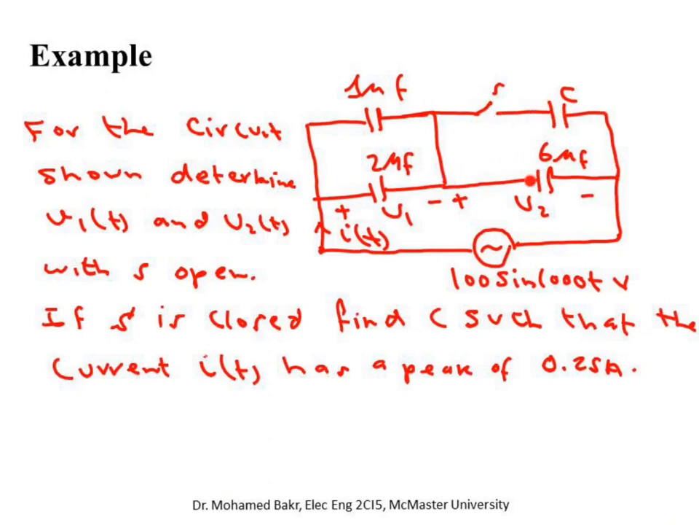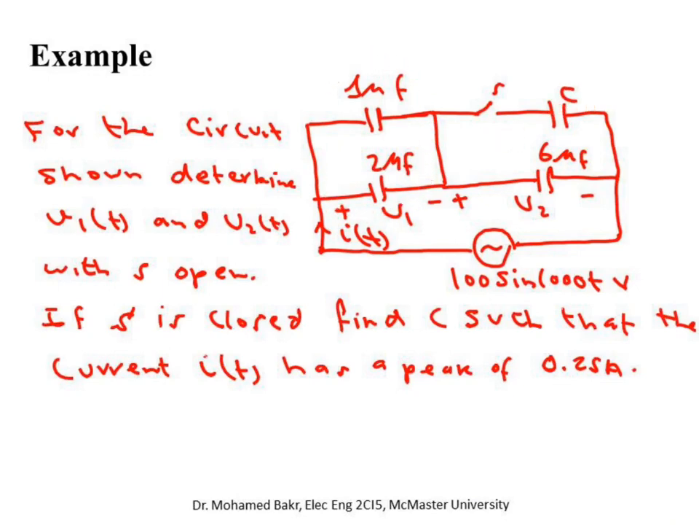parallel with 6 microfarad. So in the first situation, you have 6 microfarad in series with 3 microfarad, okay? This has to be very clear. 2 microfarad in parallel with 1 microfarad will give you 6 microfarad. While here, you have 6 microfarad in parallel with C will give me 6 microfarad plus C, or 6 plus C microfarad. And this 6 plus C microfarad will be in series with this one here, which is 3 microfarad.